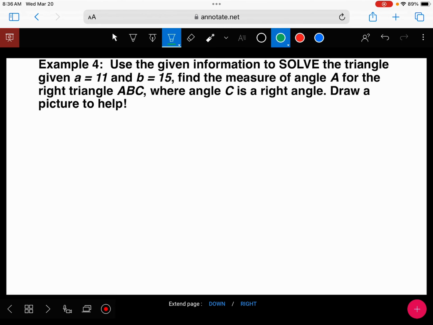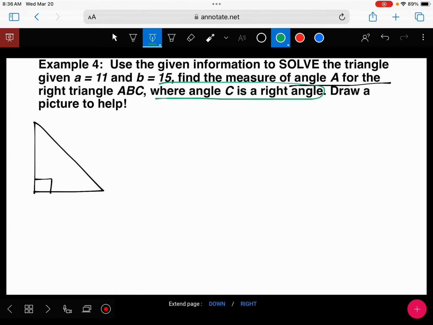Okay, so now let's look at example 4. This one is a little different because they only gave us one angle, which is the 90 degree. So let's draw it out first. It says angle C, sorry, let me get that right. Angle C is my right angle. So C has to be here, and then I'll put the A and the B.